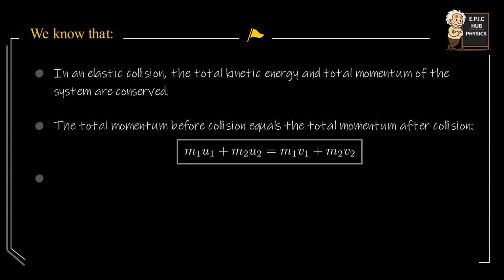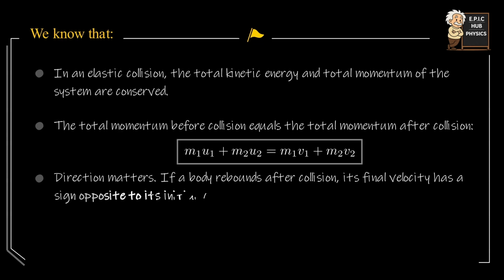Another important idea is that direction matters. If a body rebounds after a collision, its velocity reverses direction, so its final velocity must have the opposite sign compared with its initial velocity. Now, let us work through the solution step by step.